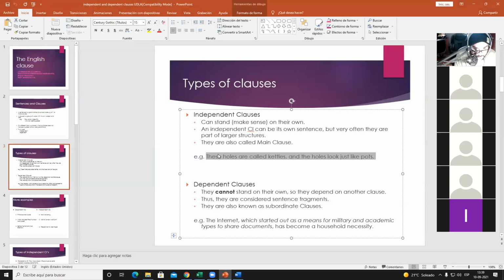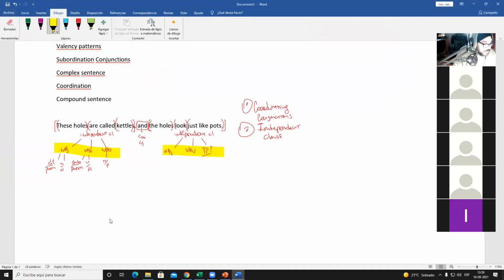Ok, dependent clauses, all over again. They cannot stand on their own, so they depend on another clause. That is true. Therefore, they are considered sentence fragments and not a whole sentence. That is also true. They are also known as subordinate clauses. I would say that subordinate clauses are one of the different types of dependent clauses you can find. So here we have another example, a really big example, but we're going to use it anyway.